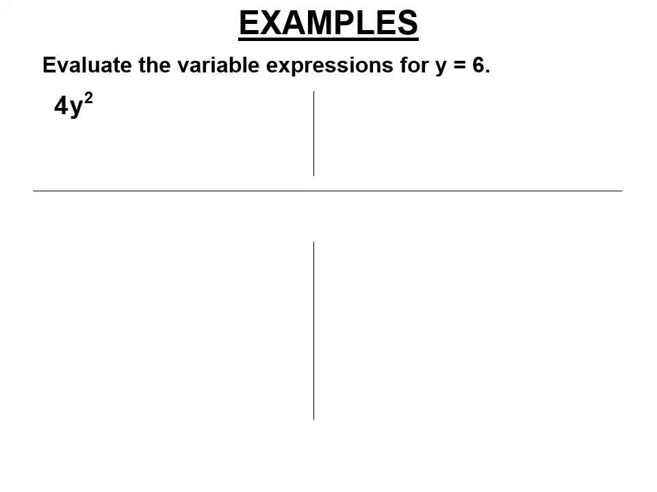So try this. This is 4 times 6 squared because y is 6. So you have multiplication and exponent. You have to do your exponent first. So it's 4 times 36. And then you have to do 36 times 4. 4 times 6 is 24. 4 times 3 is 12, plus 2 is 14. And the answer to that is 144. And you say that as 4y squared.